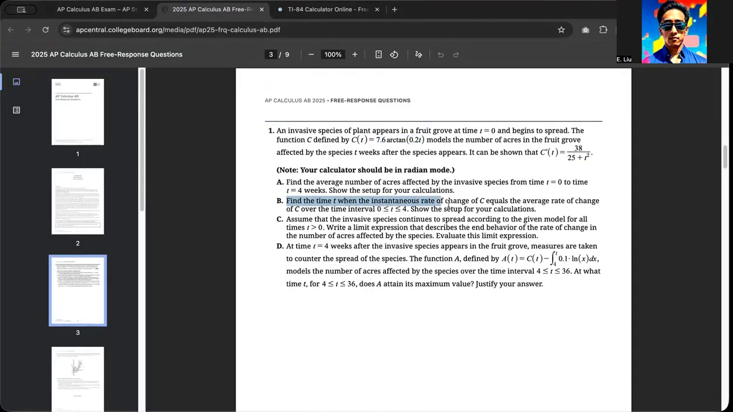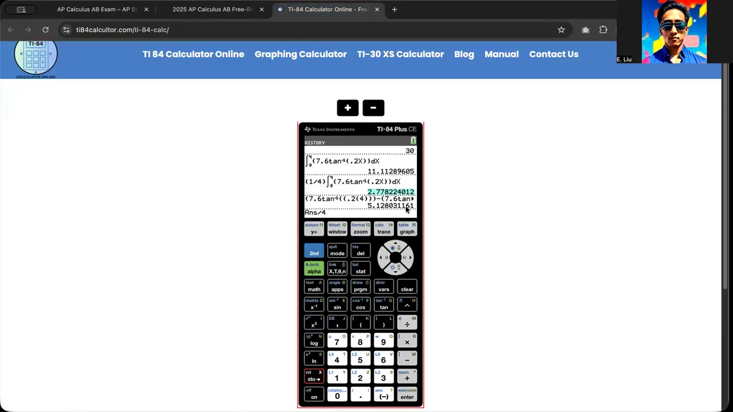Find the time t when the instantaneous rate of change of c, so that's already asking you for your derivative, equals the average rate of change of c over the time interval. So basically, instantaneous rate of change over this average rate of change, you're looking at the Mean Value Theorem here. In that situation, we're going to be taking this function to find the integral of, and we're going to set up that function.